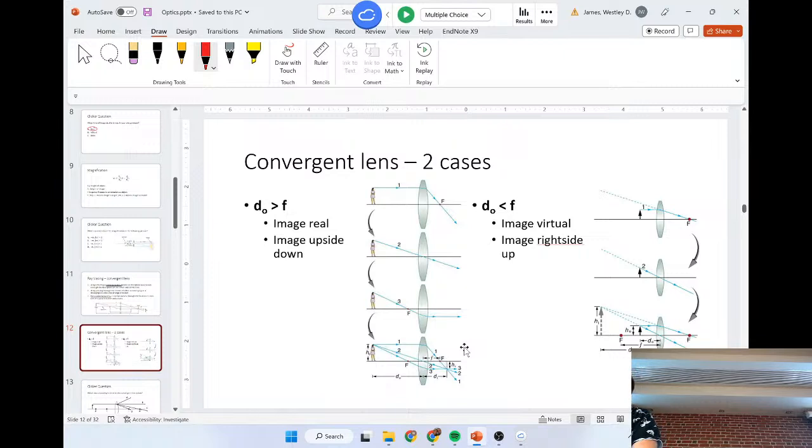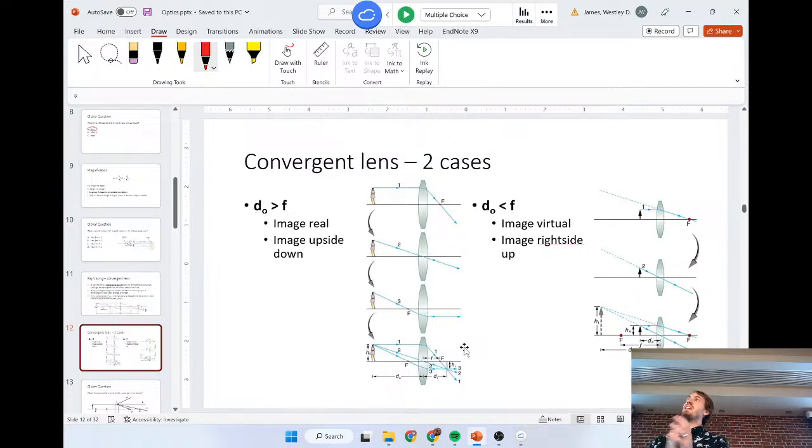So, there are 2 cases, which makes things a little unpleasant. If we are on the left side of the focal point, it looks exactly like what I just told you. Easy peasy. If we're on the right side of the focal point, so the focal point is right here, so if our distance to the object is less than the focal distance, our thing looks different. We don't actually get a real image anymore.